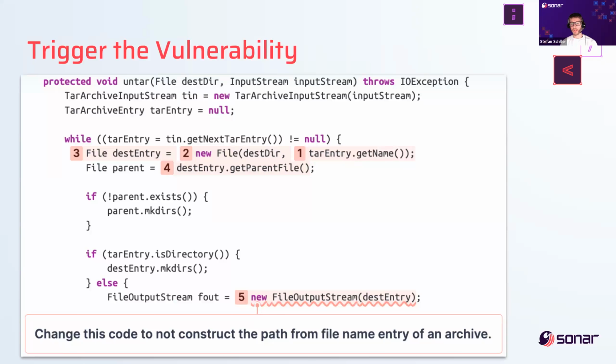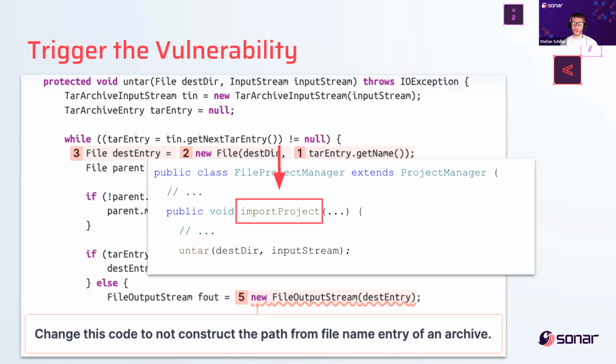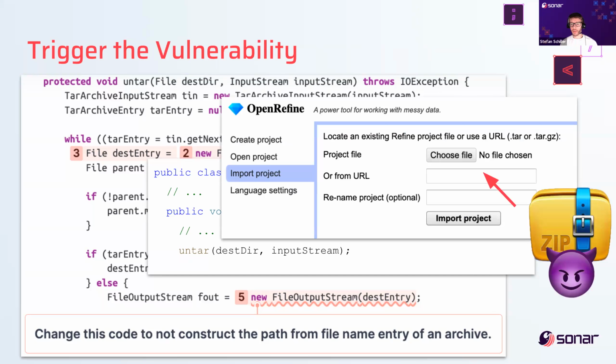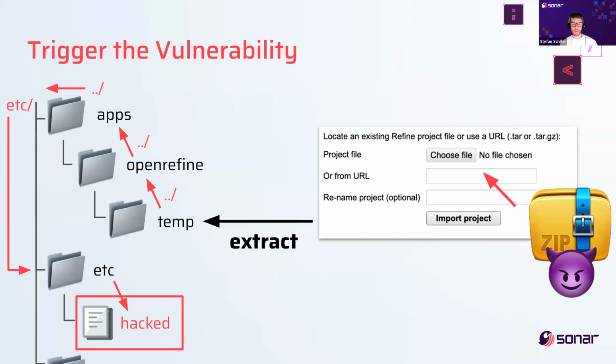Here is a vulnerable code snippet. We can see that the method containing the snippet is called untar. This method is called from the import project method in the file project manager class. As the name suggests, this method implements a project import feature. On the web interface, this feature looks like this. If an attacker-controlled archive is uploaded here, or the URL to the archive is entered, the zip vulnerability can be triggered. We've already seen that this could be used to overwrite arbitrary files on the server. But the final goal of an attacker is to execute code.